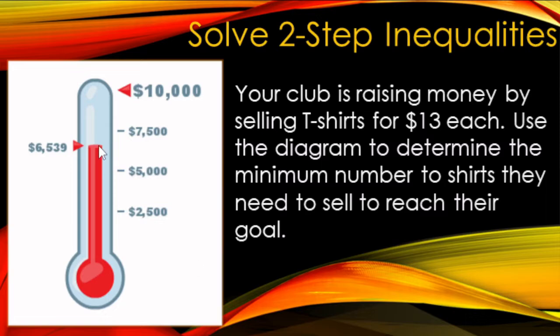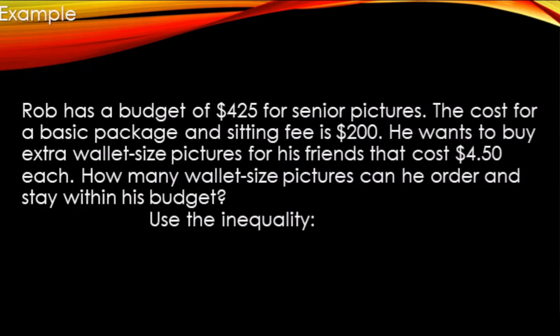Well, basically we need to figure out how much more money we need to make. So that would be 10,000 minus 6,539, and then divide that by the amount per t-shirt to figure out how many more t-shirts we would need. Now, the reason why this is an inequality is because we could raise more money, that would be fine, but we need at least $10,000 to build a new stadium or purchase whatever big thing it might be.